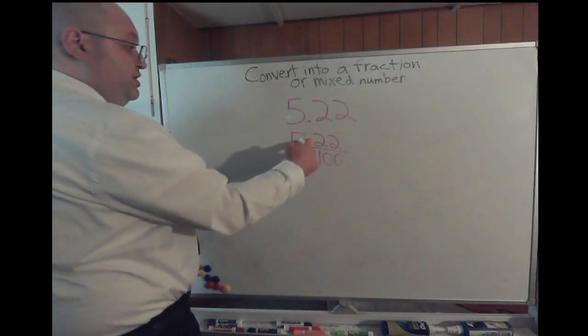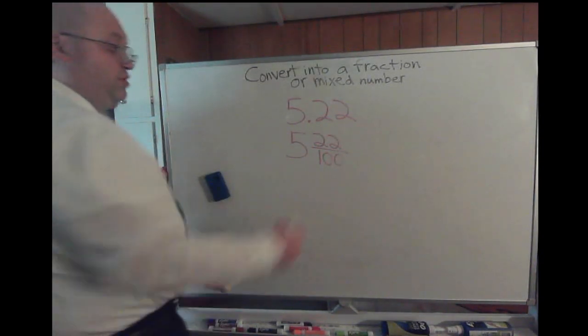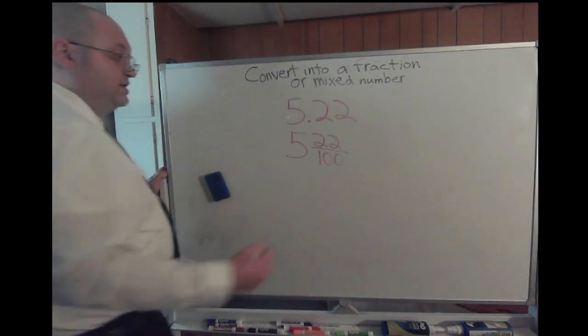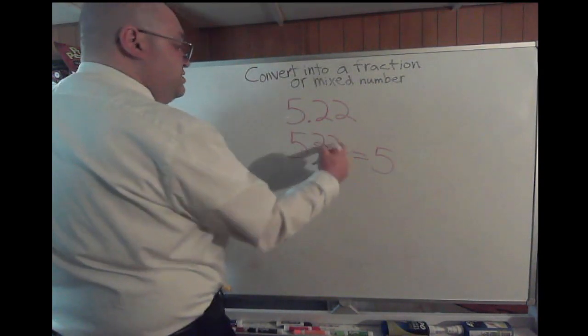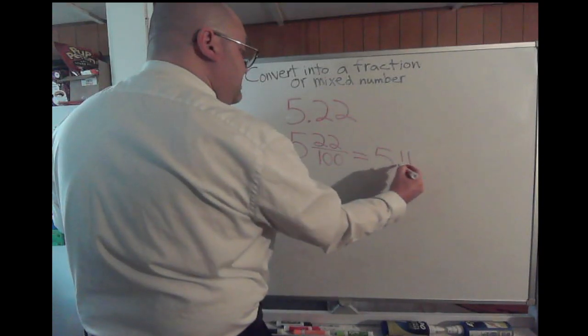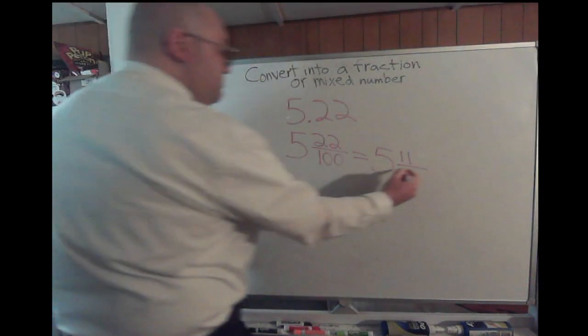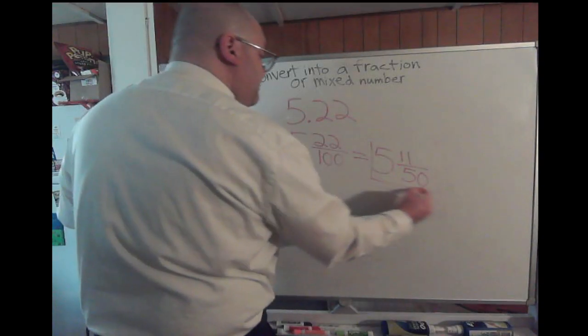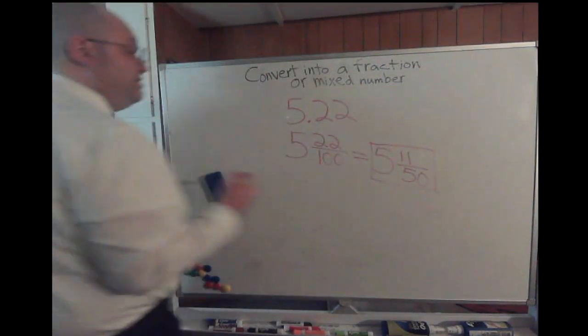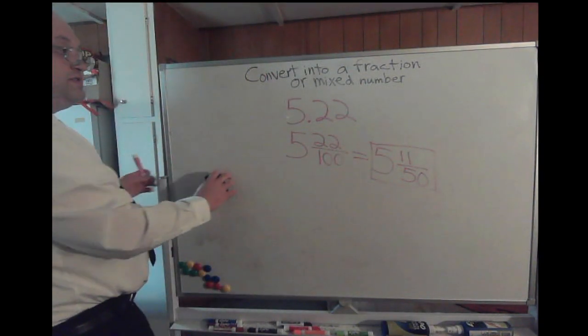But the 22/100ths reduces down further. They both have a common 2, right? If you divide both the numerator and denominator by 2, the numerator will become 11, the denominator will become 50. So therefore, your mixed number fraction you would get as an answer is going to be 5 11/50ths.